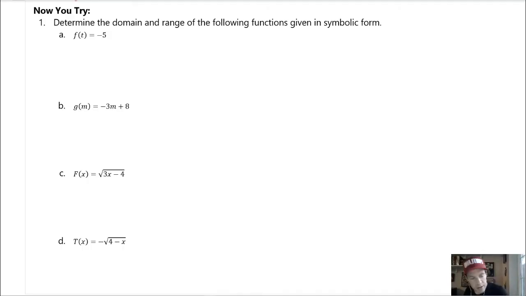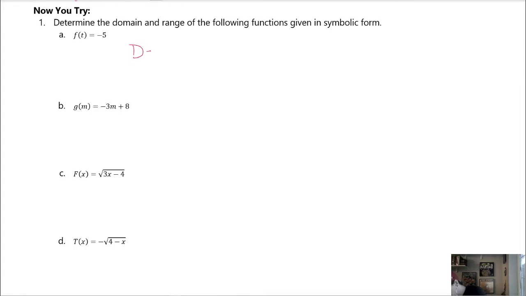Everybody, here is the video on the solutions to the now you try problems on finding domain and range of a function given in symbolic form, but we're just looking at some linear and square root examples. So if we read the instructions, it says determine the domain and range of the following functions given in symbolic form. The first one, part A, is f of t equals -5.